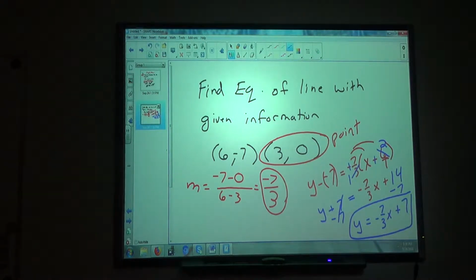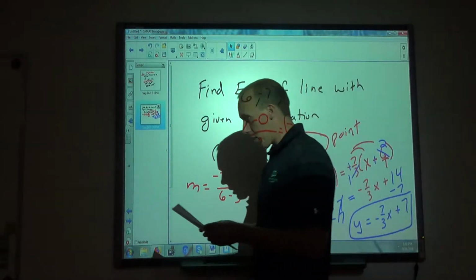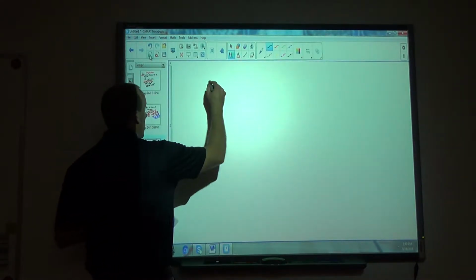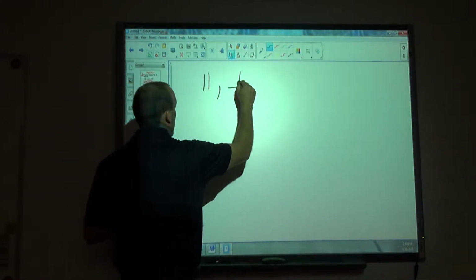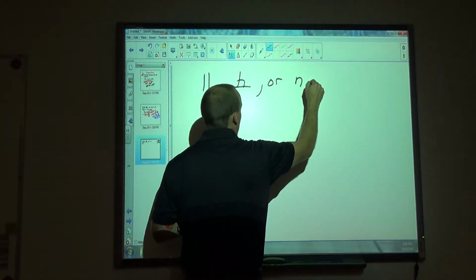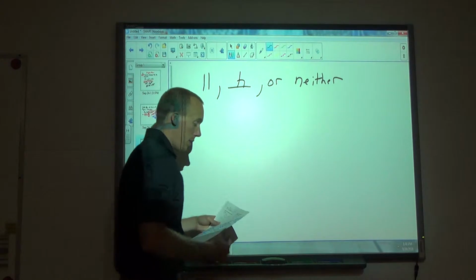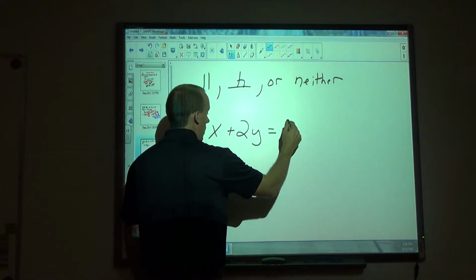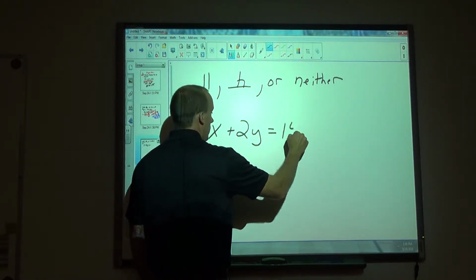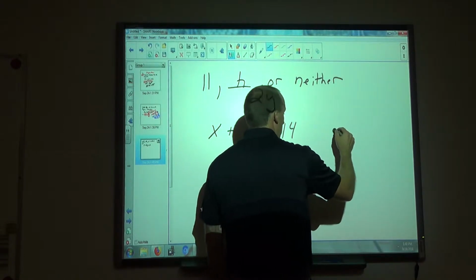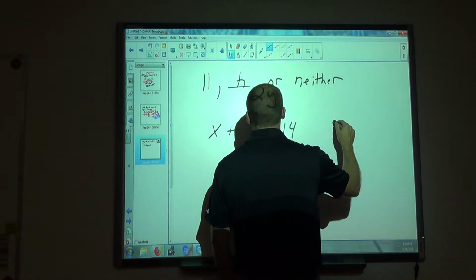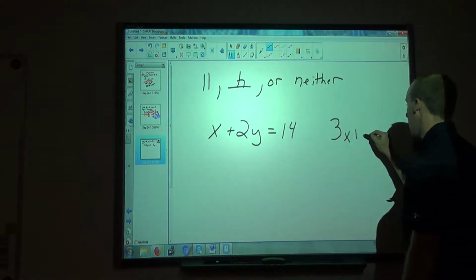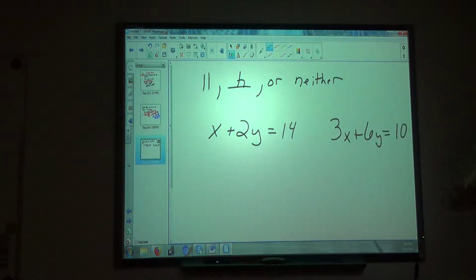So you're good? Okay. Next question here. There's 2 of them. It says determine if the lines are parallel, perpendicular, or neither. So if I gave you 2 lines like x plus 2y equals 14, and the other equation is going to be maybe 3x plus 6y equals 10. How am I able to figure out those are parallel, perpendicular, or neither? Get them into y equals, yep, slope-intercept form.